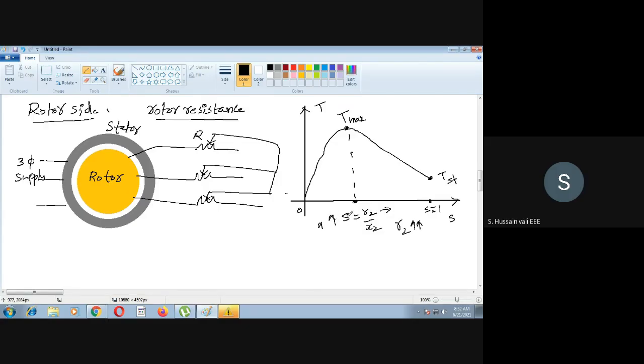So the slip at which maximum torque occurs increases. You see here, this is the slip axis, and this is the increasing side. So this point which is here will move towards the right side. Why will it move? Because S is equal to R2 by X2. You are increasing R2 by adding some extra resistance, so the numerator increases, then the entire slip will increase. So this point will shift towards the right side. The maximum torque now will come here when you increase the resistance. So I will just join this.